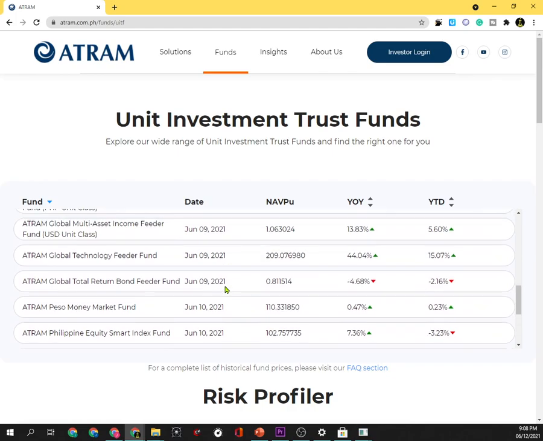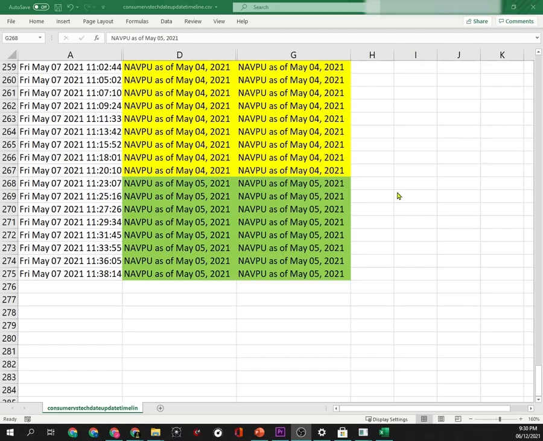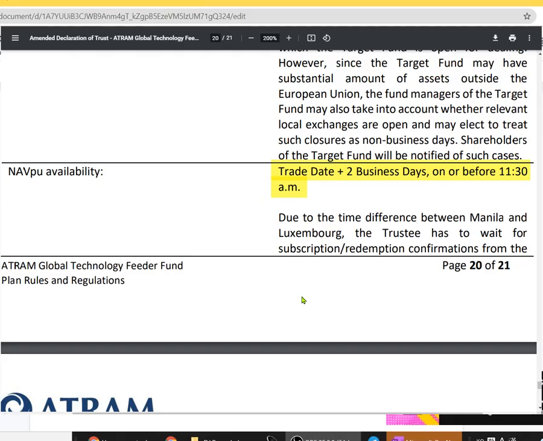So how and when does each fund type, date, and price update? I have run an automation to record the price changes in the website. You see here the price is updated around 11:30 a.m. on business days. Actually, if we look at the declaration of funds, you will see it says net asset value per unit availability will be trade date plus 2 business days on or before 11:30 a.m.